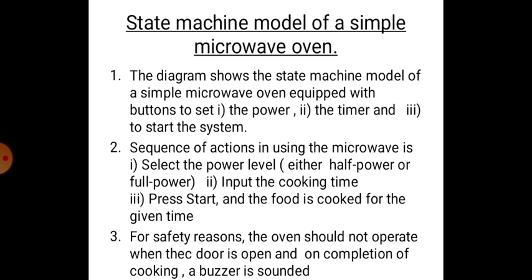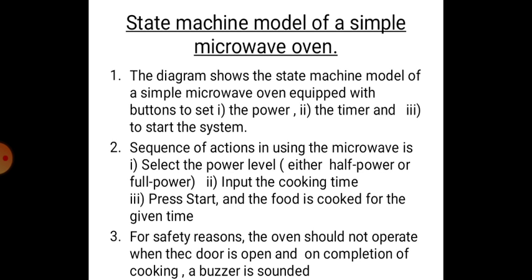So, state machine model of a simple microwave oven. The diagram shows the state machine model of a simple microwave oven equipped with buttons: first power, next timer, and third to start the system. So there are 3 buttons which can be used to set the power, the timer, and to start the system.